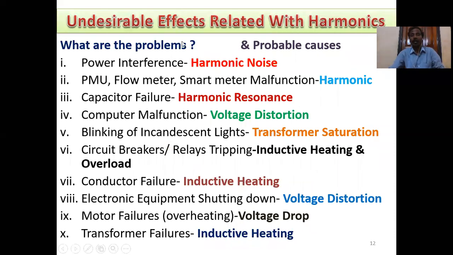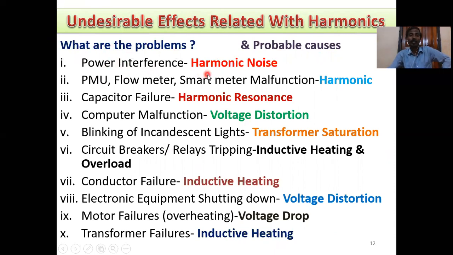Undesirable effects related with harmonics. This is a very important topic. What are the undesirable effects related with harmonics? In this section we discuss the problems and their causes. For example, power interference is the problem.